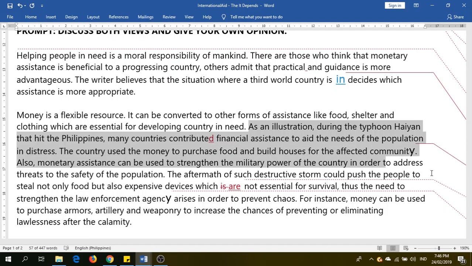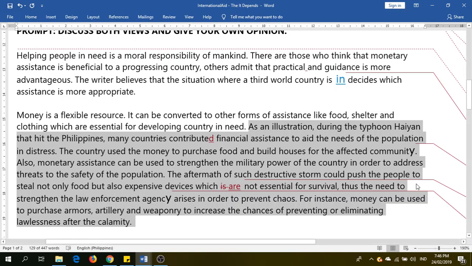Also, monetary assistance can be used to strengthen the military power of the country in order to address threats to the safety of the population. The aftermath of such destructive storm could push the people to steal not only food but also expensive devices which are not essential for survival. I already made the corrections over here if you notice. Thus, the need to strengthen law enforcement agency rises in order to prevent chaos. For instance, money can be used to purchase armors, artillery, and weaponry to increase the chances of preventing or eliminating lawlessness and calamity. So that is the paragraph which talks about financial aid.